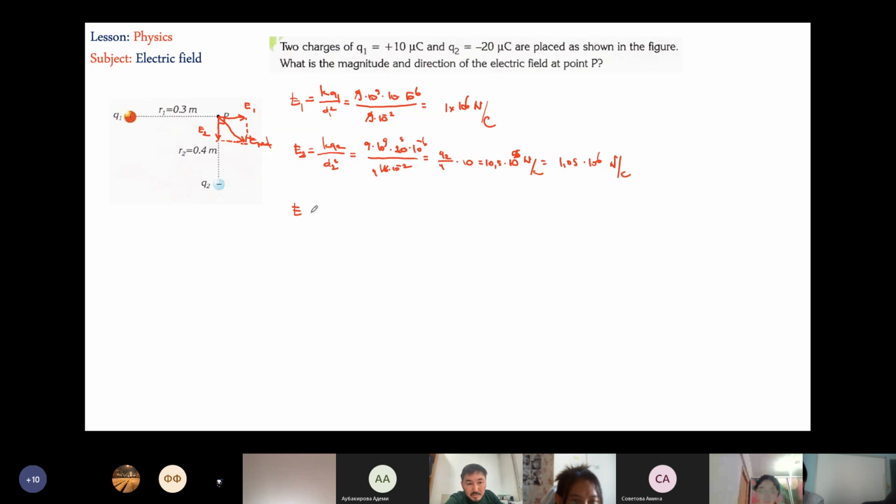And by the Pythagorean theorem, E net is the square root of E1 squared plus E2 squared. Now, the powers are the same, 10 to the power of 6 for both, so I can write the power right away: 10 to the power of 6 Newton per coulomb. 1 squared is 1, then 1.05 squared, 1.1, plus 1, and 2 times 2.1 or 25 in the root, I'll have here 1.45 times 10 to the power of 6 Newton per coulomb.